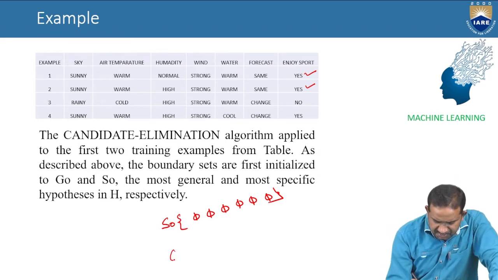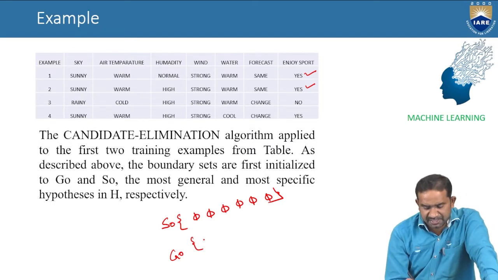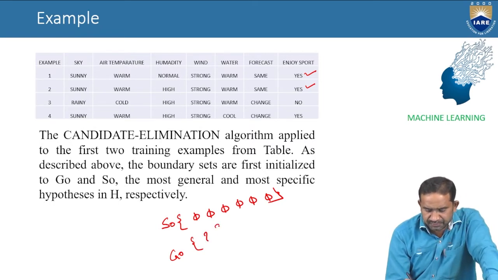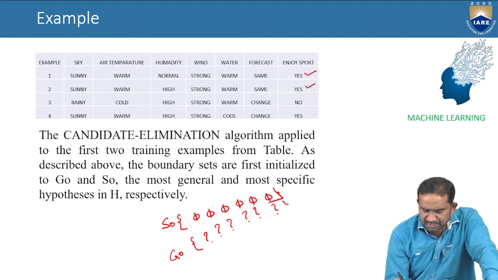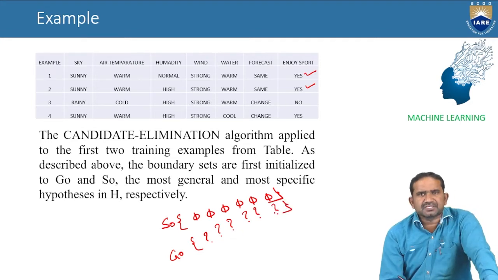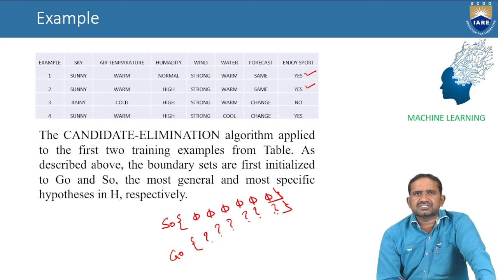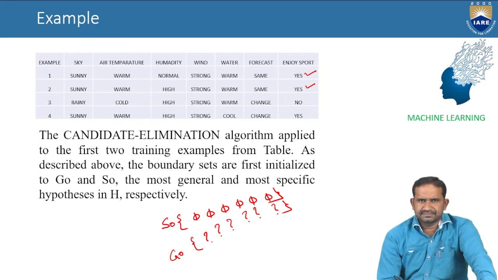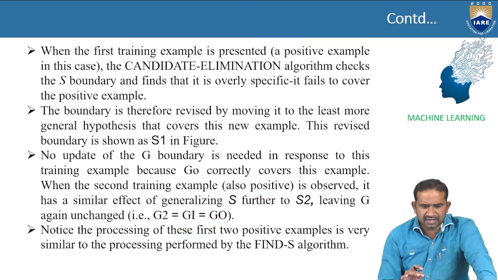Then we generalize. The general hypothesis is represented by question marks, six question marks, which also depends on the attributes of the given data set. That is the general hypothesis. We initially assign these, and then we start our algorithm process.